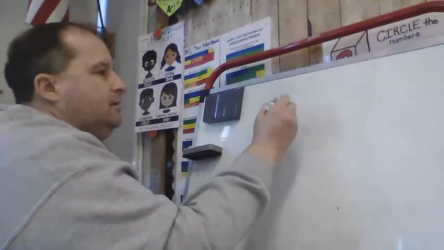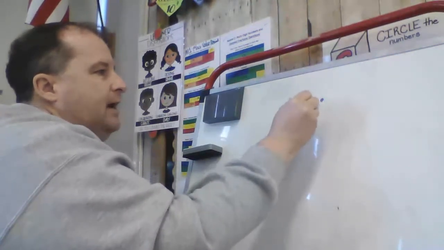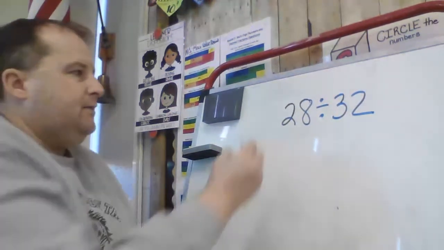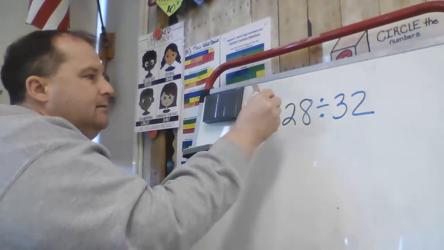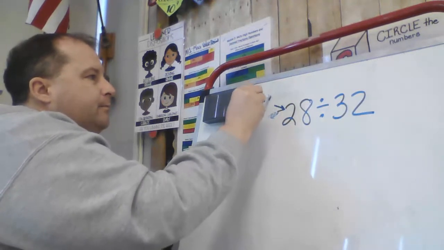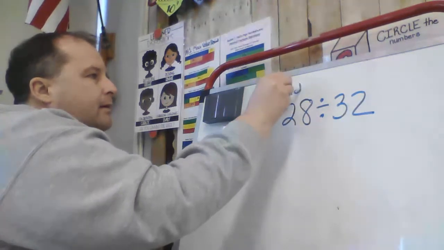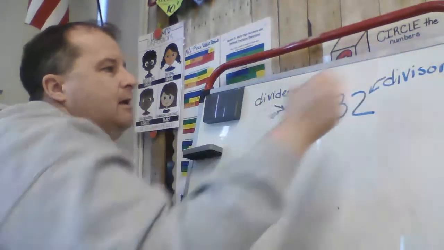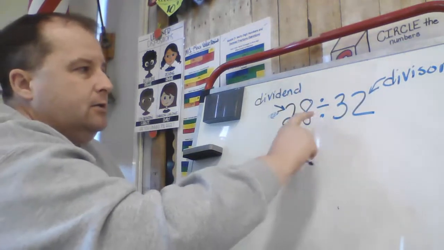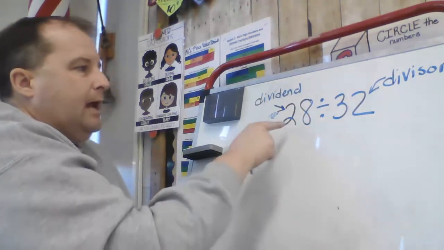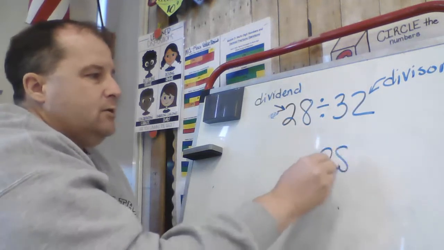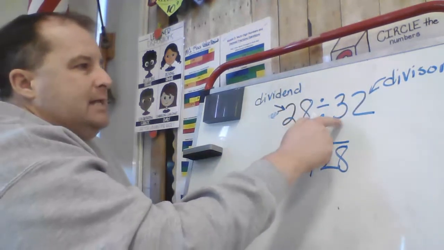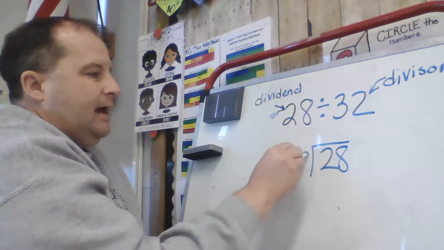So in the expression 28 divided by 32, I notice that this one is my dividend, and 32 is my divisor. My dividend is smaller than my divisor. But I know my dividend always goes into the house or the garage, however you want to call that. My divisor goes on the outside of the house.